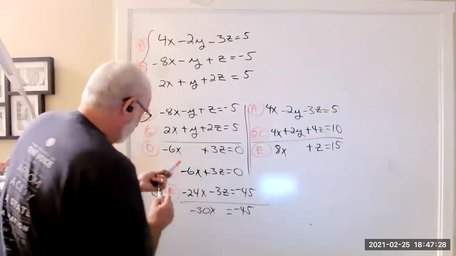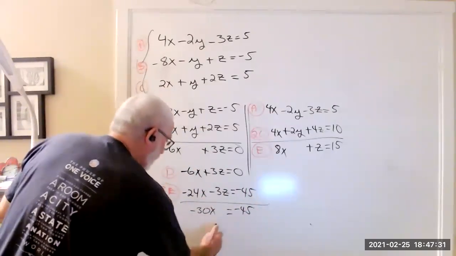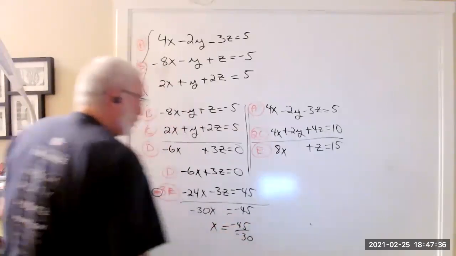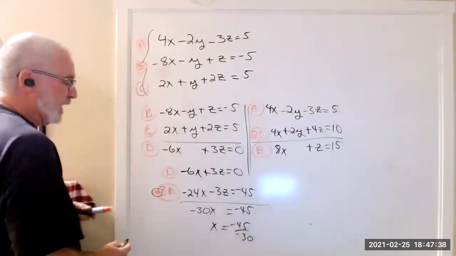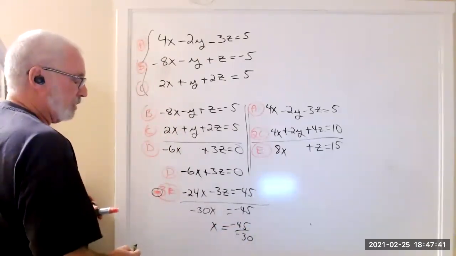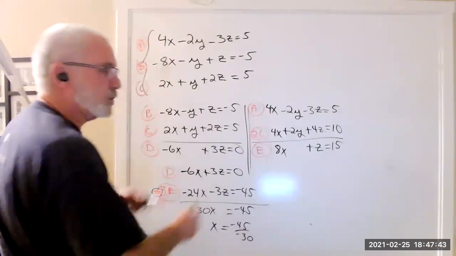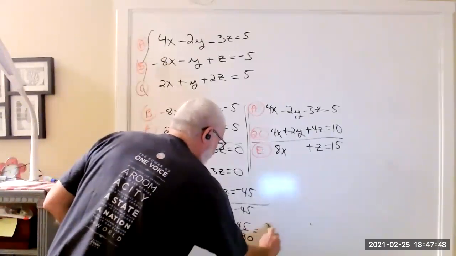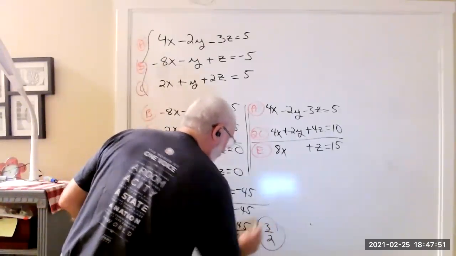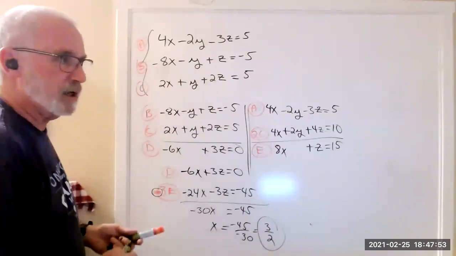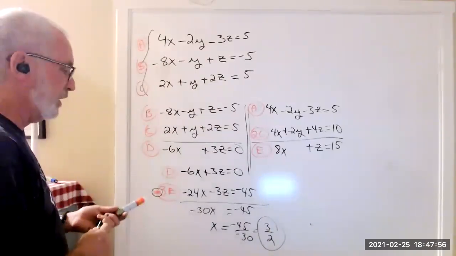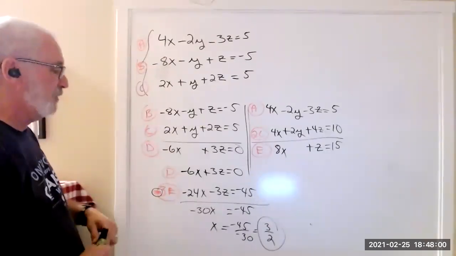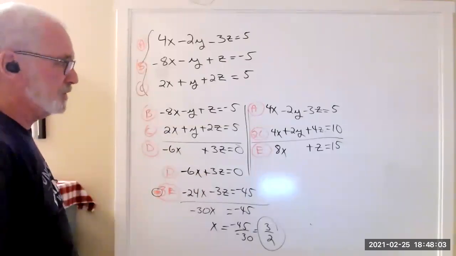Divide both sides by negative 30. I get x is negative 45 over negative 30. Use your calculator to reduce that. By the way, it reduces by 15s, or you could reduce it by 5s and then later reduce it by 3s. But this becomes 3 over 2 or 1.5. I don't care what you call it. Use your calculator: 45 divided by 30 is 1.5, which is 3 over 2. All of those are the same.